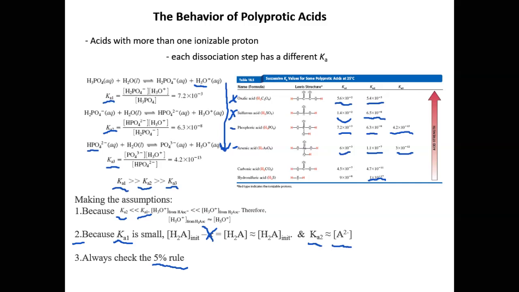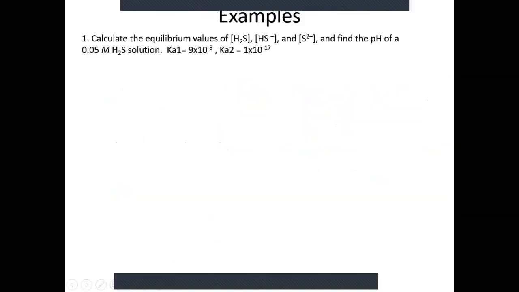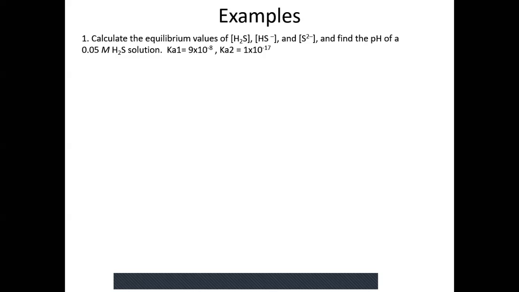So now we're going to look at some calculations involving diprotic acids. Here we want to calculate the equilibrium values of H2S, HS minus, and S2 minus, and find the pH of a 0.05 molar solution of H2S. It gives us the Ka1 and Ka2.